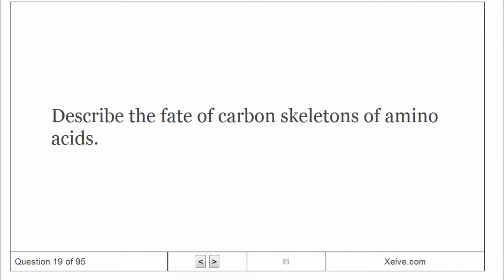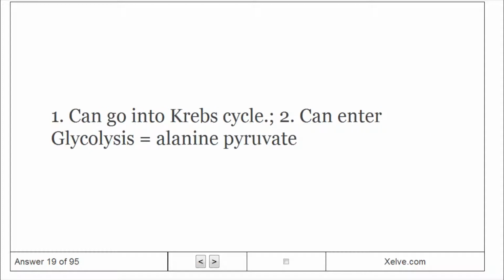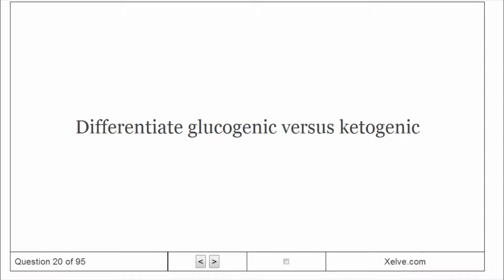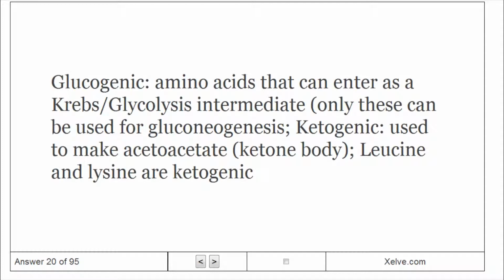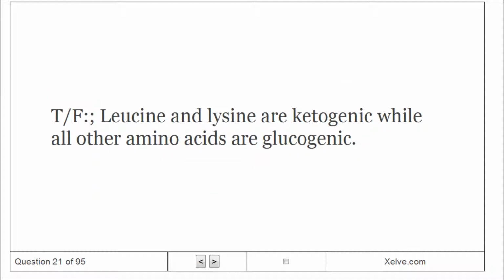Describe the fate of carbon skeletons of amino acids. 1. Can go into Krebs cycle. 2. Can enter glycolysis, equals alanine to pyruvate. Differentiate glucogenic versus ketogenic. Glucogenic amino acids can enter as a Krebs or glycolysis intermediate. Leucine and lysine are ketogenic, while all other amino acids are glucogenic.